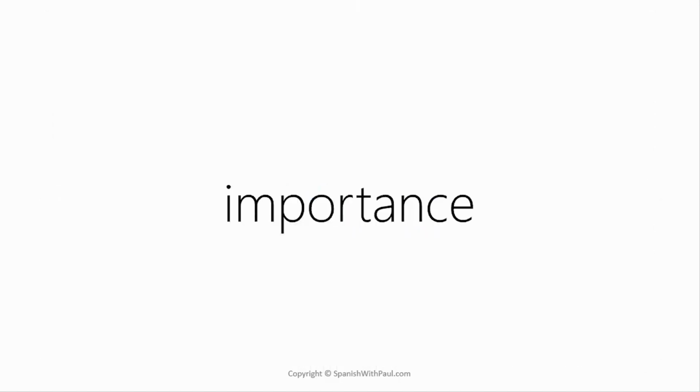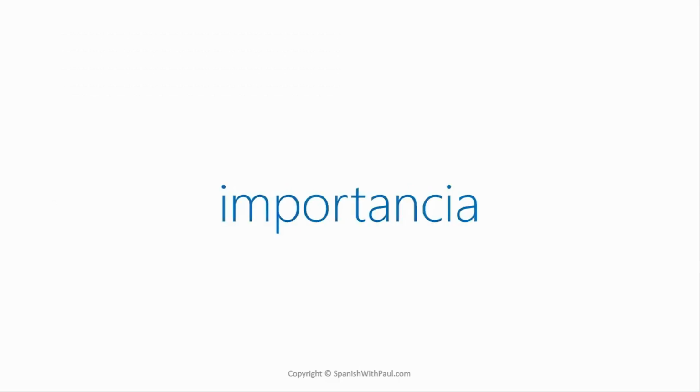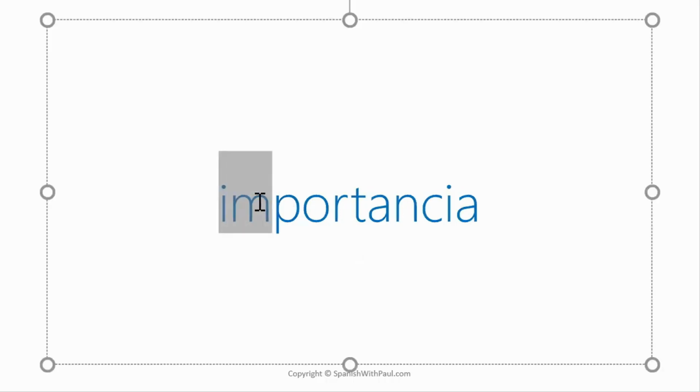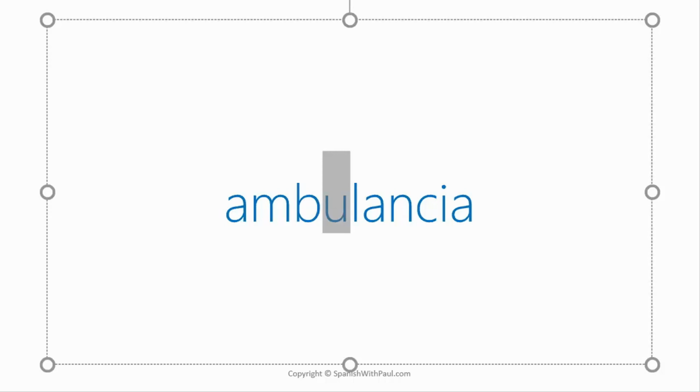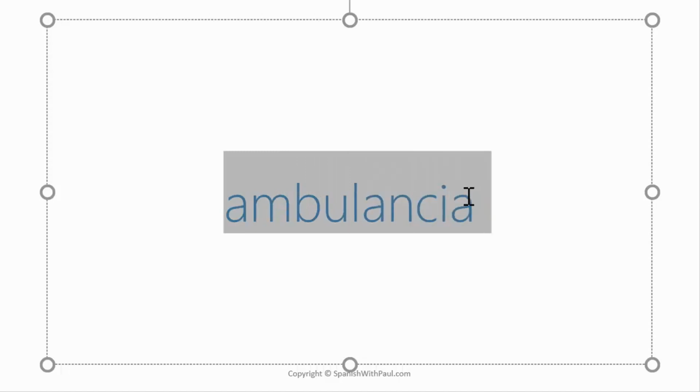How do you say importance? Importancia. Here we switched into the ansia sound. So we have importancia. What about ambulance? Ambulancia. Notice the strong bu, the u sound for a u in English. So we have ambulancia.